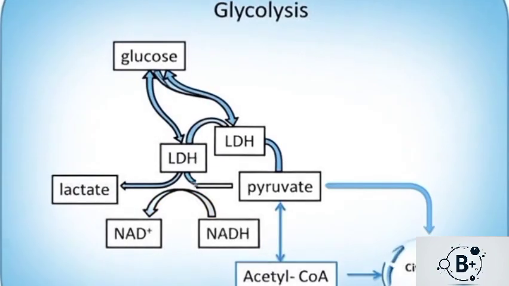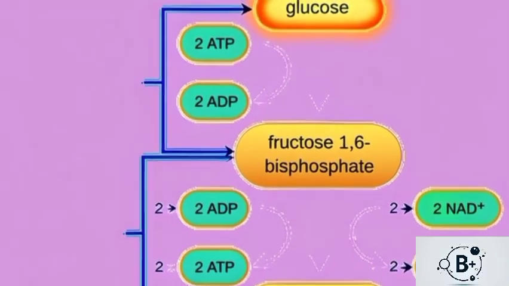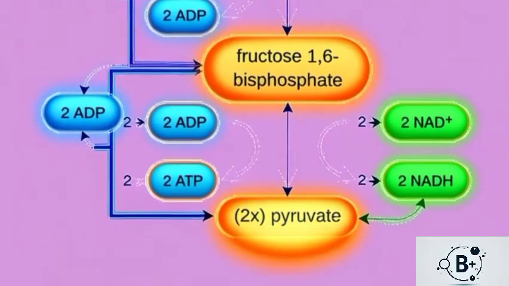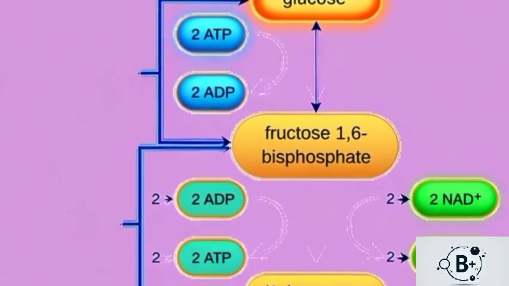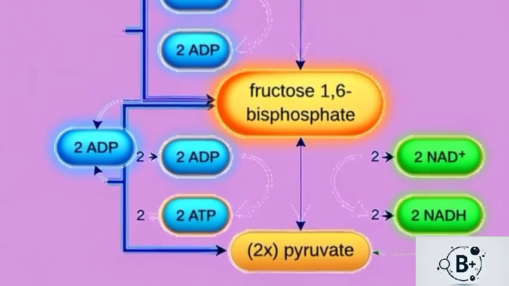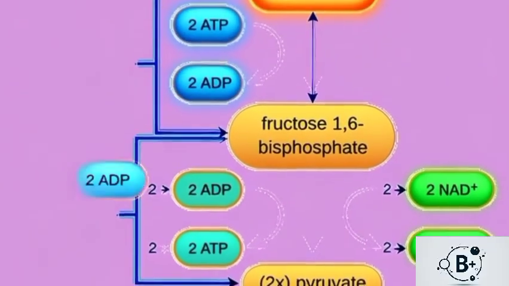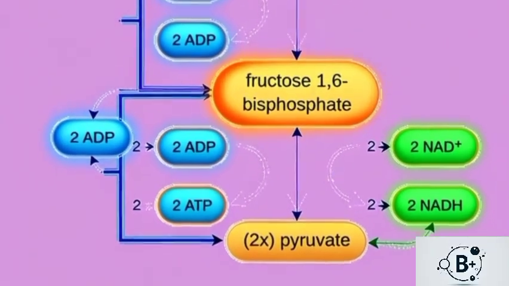What is glycolysis? Glycolysis is the pathway that breaks one glucose molecule into 2 pyruvate molecules, producing 2 ATP and 2 NADH. It happens in the cytosol, and it does not require oxygen. That means every cell can use glycolysis, even in low oxygen conditions.